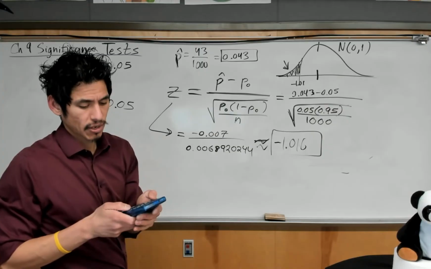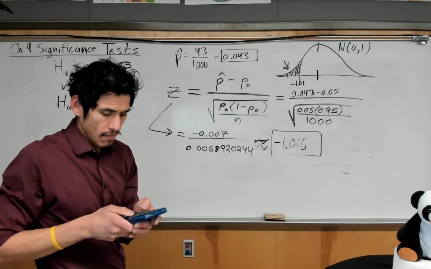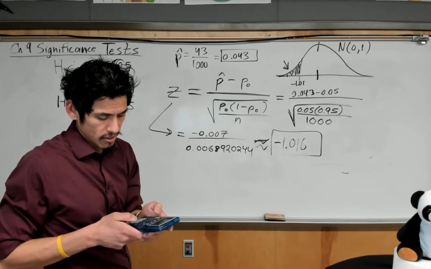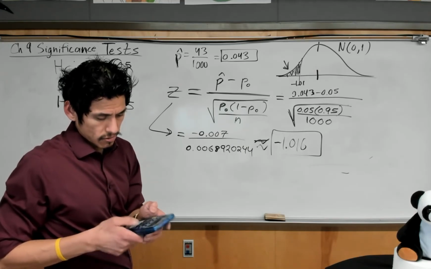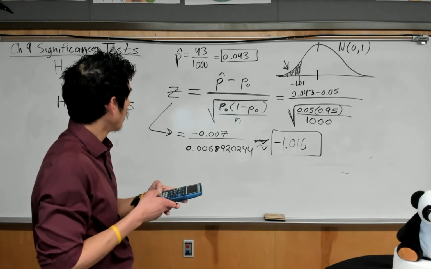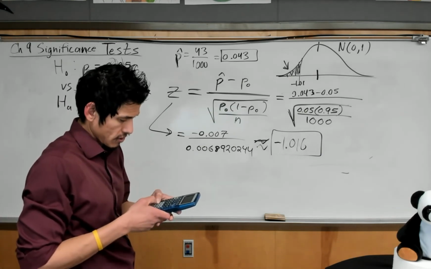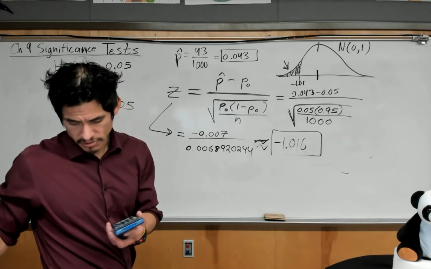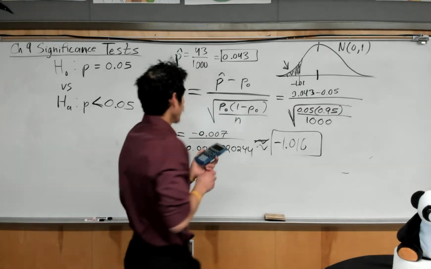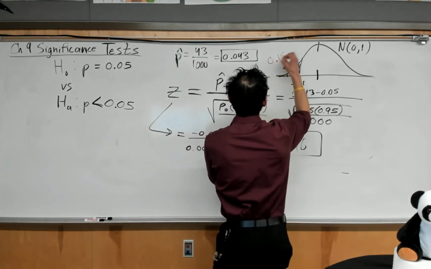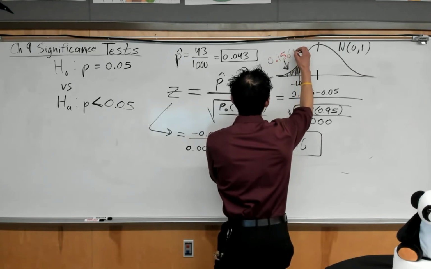So we can just use our normal CDF function. Normal CDF and negative a billion, lower bound, comma upper bound, negative 1.01. We get 0.1562. So the area here is about 0.1562.